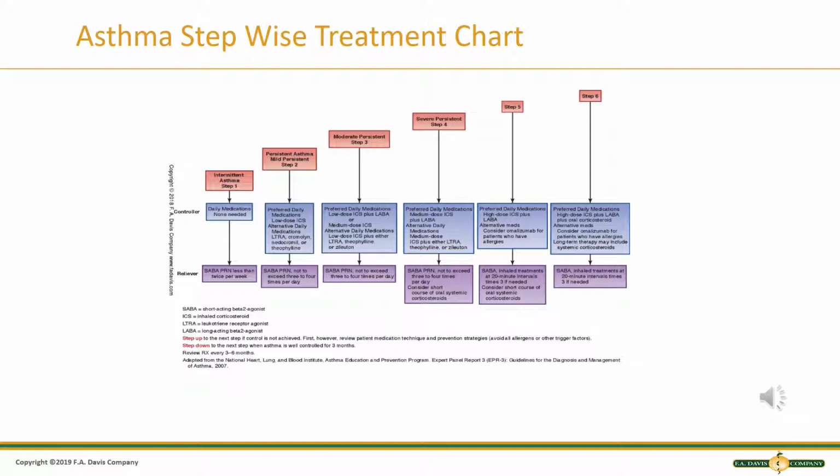You step up to the next level when there's no control over the symptoms. And then once you have control for at least 3 months, you try to step them back down. So you're only going to use the highest appropriate therapy at the time to gain control. You're going to want to review this treatment plan every 3 to 6 months with your patients.